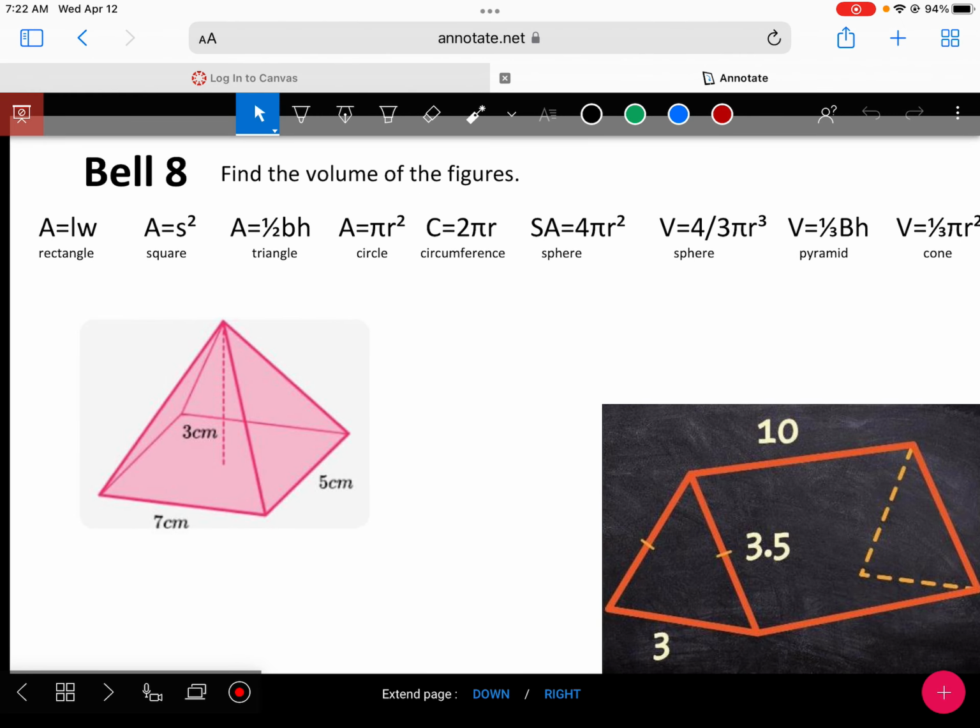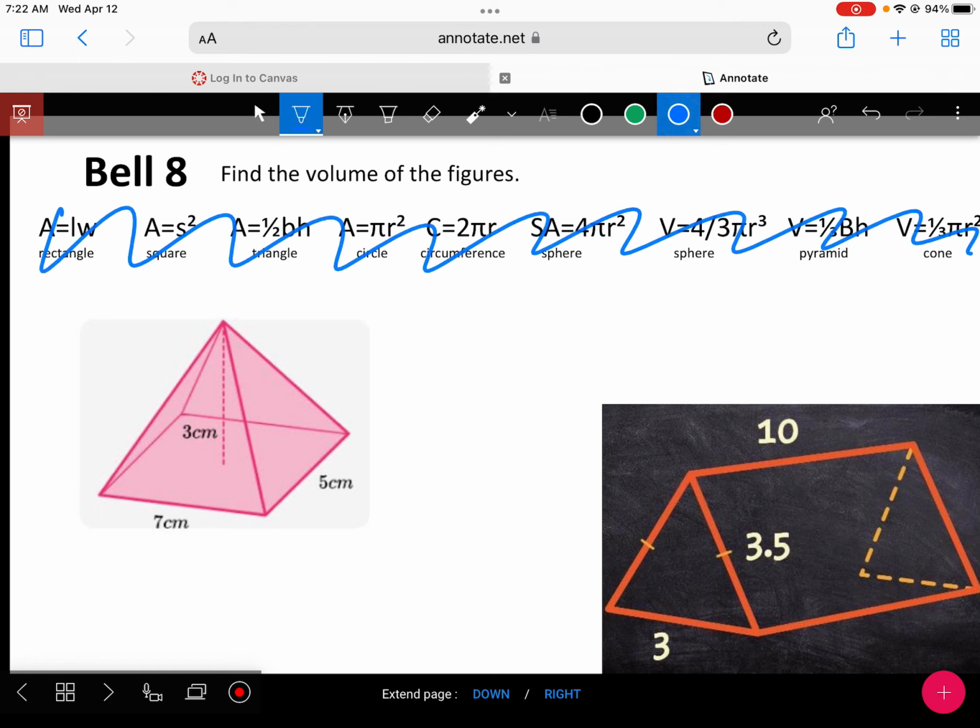All right, so bell work number 8, find the volume of these figures. We are not really going to have to worry too much about these right now. So we said this is a volume of a pyramid. Volume of a pyramid is 1/3 times capital B, that's the area of the base, whatever that base figure is, times your perpendicular height. Okay?